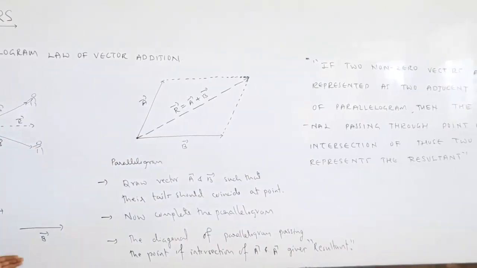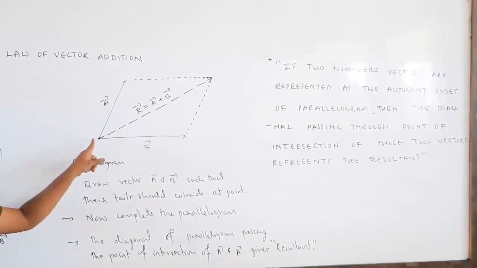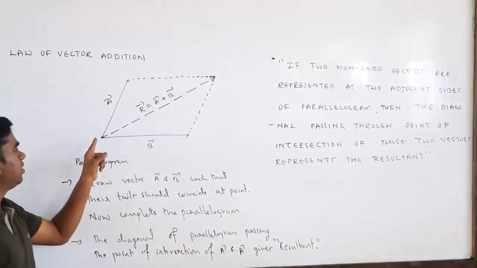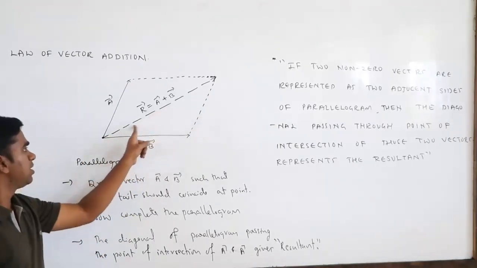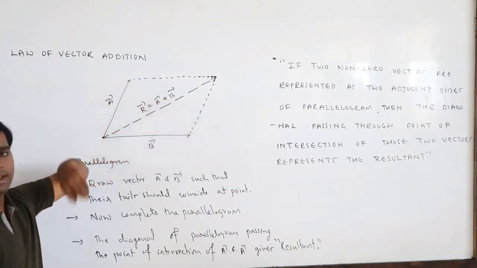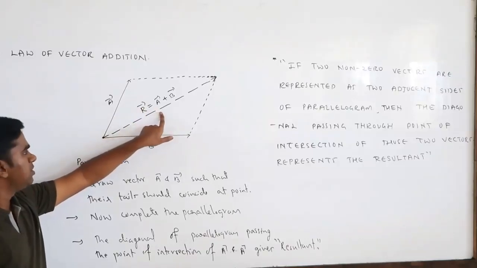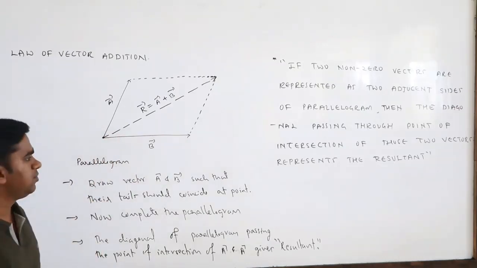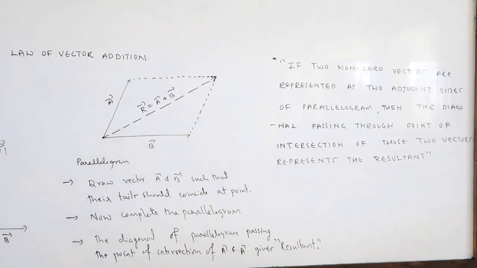Then you can take two vectors, draw those two vectors such that their tails coincide, then complete the parallelogram. After completing the parallelogram, you will get two diagonals, one in this direction, another in this direction, but they clearly mention the diagonal which passes through the point of intersection of A and B, or the two vectors, gives you the resultant. Okay, so this is again one more very important law as far as your board exam is concerned. Most of the time they will ask you to state and explain the parallelogram law.